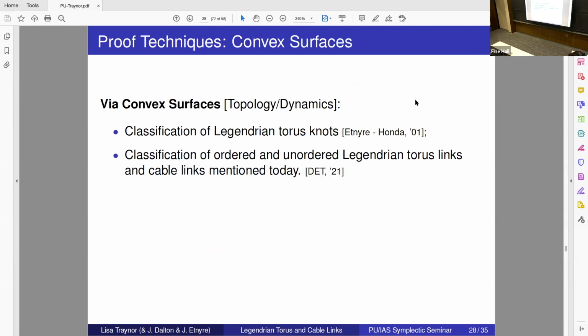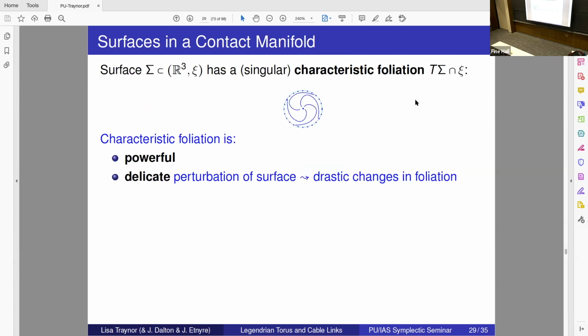So convex surfaces are what we use to prove all the results that I'm talking about today. This was also used in the historical results when Etnyre and Honda classified the Legendrian torus knots. They used these techniques. So everything today is by convex surfaces. This is a newer technique for me, so it's been really interesting to learn. Let me say a little bit about characteristic foliations.